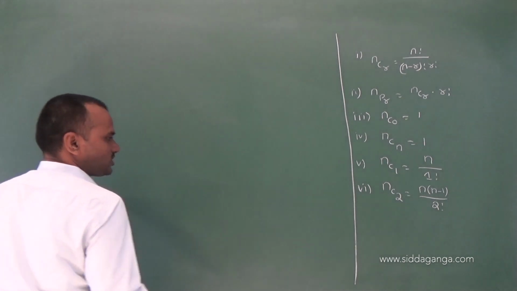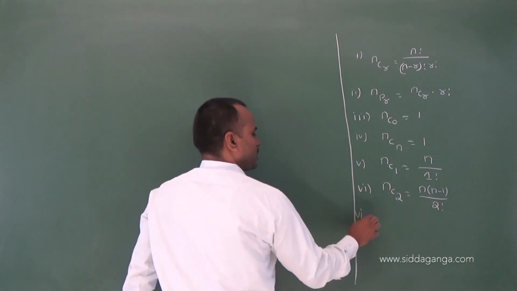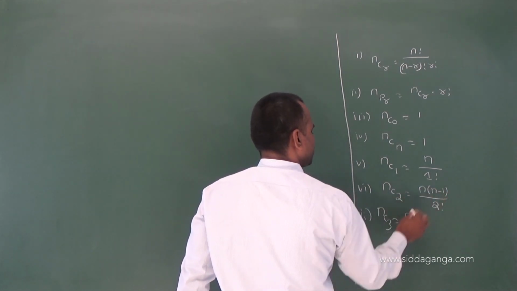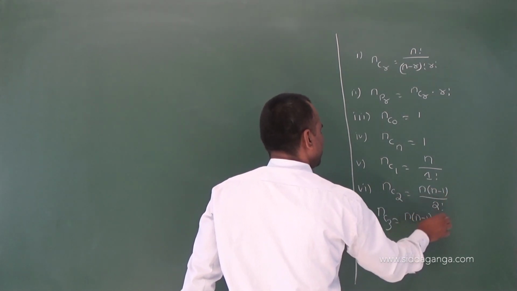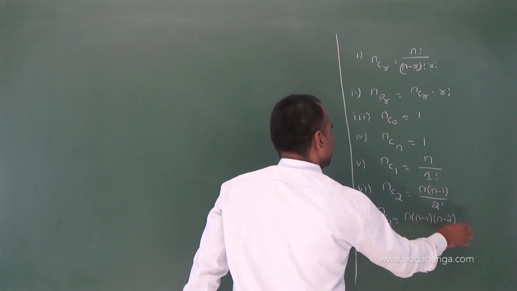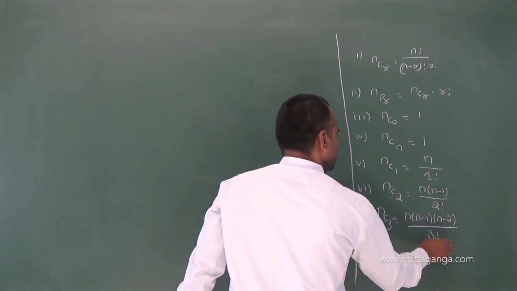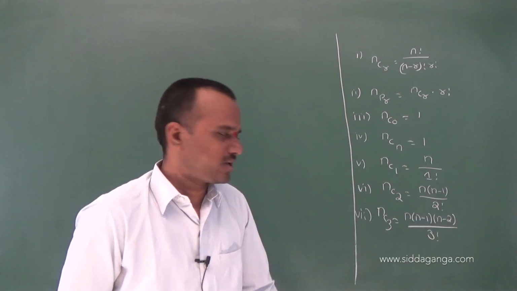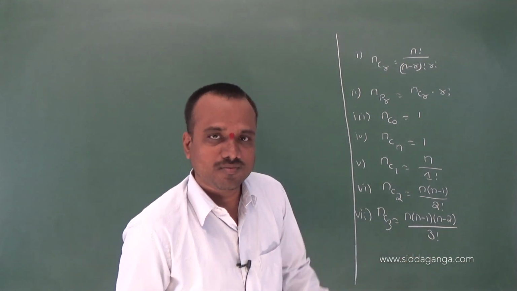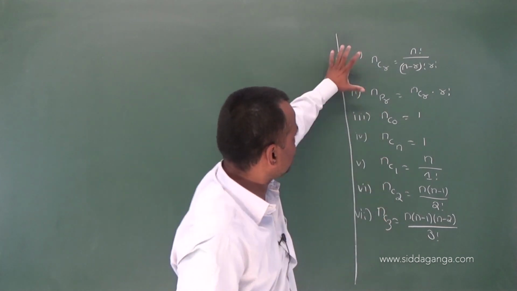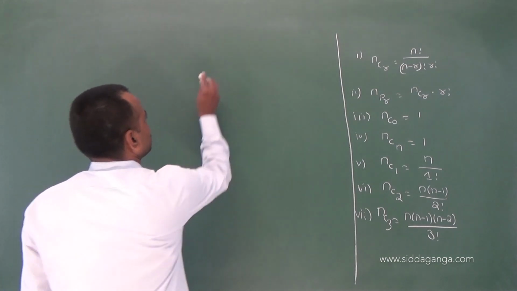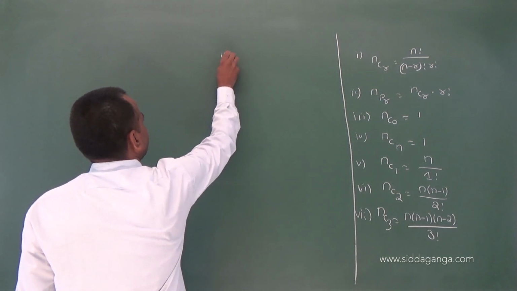if you want the seventh one, nC3, then n into one less, n into (n minus 1) into (n minus 2), divided by 3 factorial. These results are all very, very important. So, one more very important result.